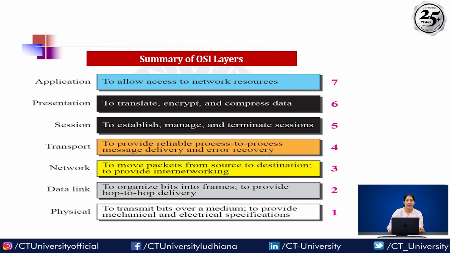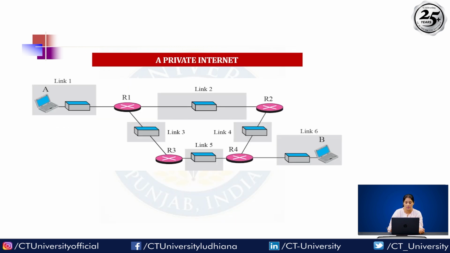The network layer moves packets from source to destination, and it also provides internetworking between your devices. The data link layer divides the bits into frames and provides hop to hop delivery. Hop to hop delivery means it makes sure that your data is moved hop by hop. The physical layer transmits bits over the medium and provides the mechanical and electrical specification.